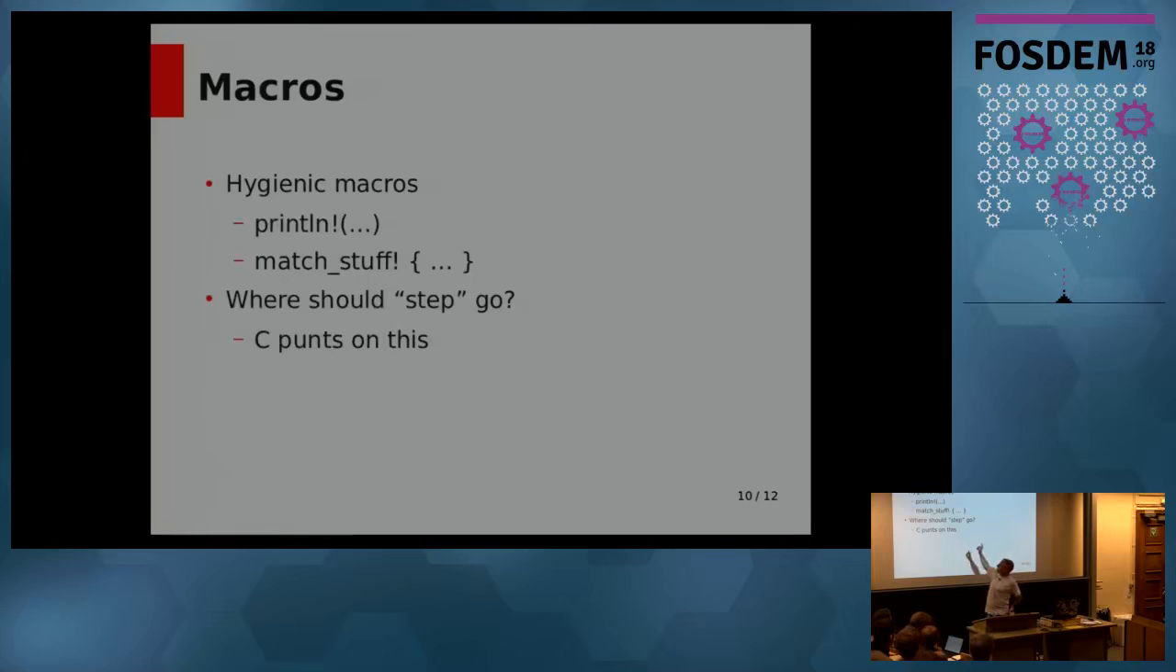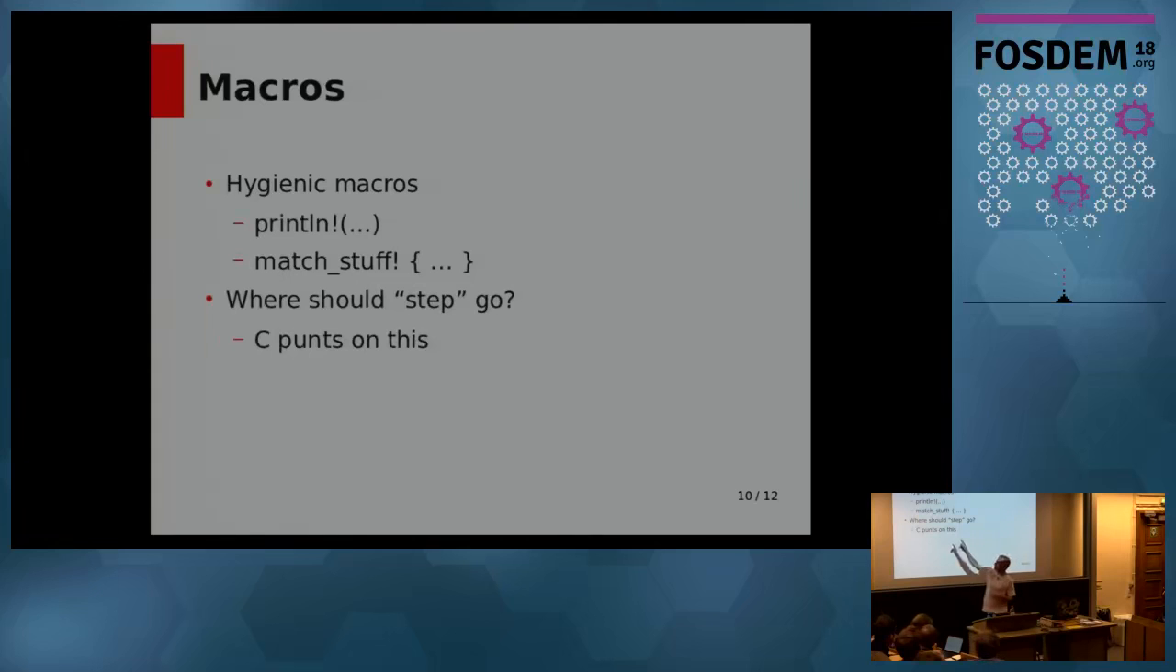So, hygienic macros, unlike C macros, are not just textual substitution. They can do a sort of pattern matching on their arguments, so they can be more complicated. You can think of them as two different kinds. There are some like print line, or debug, or a few like that. They look just like function calls, and they act like function calls. So when you're stepping in the debugger, you want to step over them like you do with function calls.